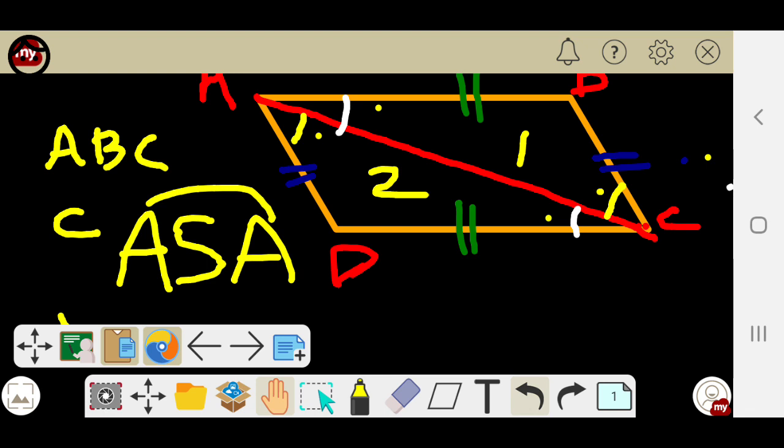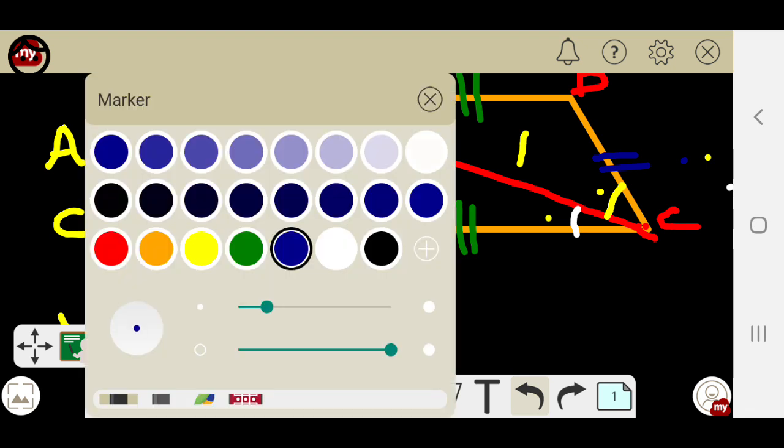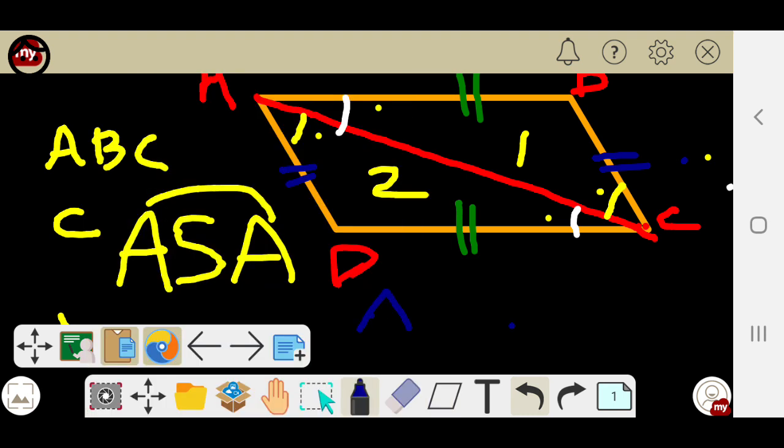AC. So we can consider another side, AD or BC. While considering the angles, the angles should be at the ends of that side. Then by using the ASA congruence rule, we can tell that triangle ADC is congruent to, the symbol of congruence, triangle ADC.